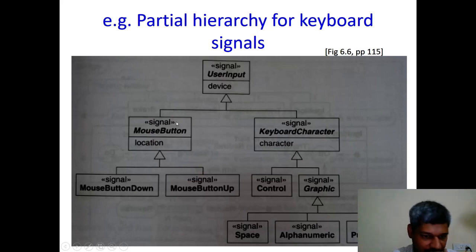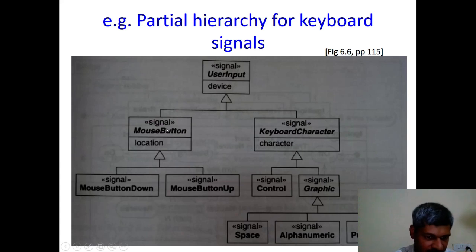Then, in the generalization, there are two different signals: mouse button and keyboard character. User input can be with the mouse or with the keyboard. Both these signals inherit the device attribute, and they themselves have attributes. Mouse button has location as an attribute, and keyboard character has whatever character you are pressing. Those are the signals there.